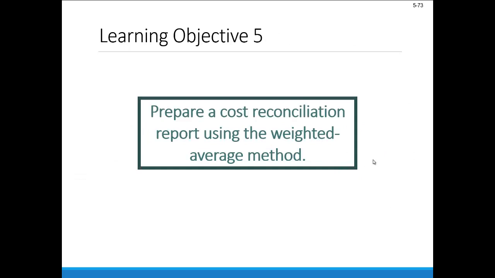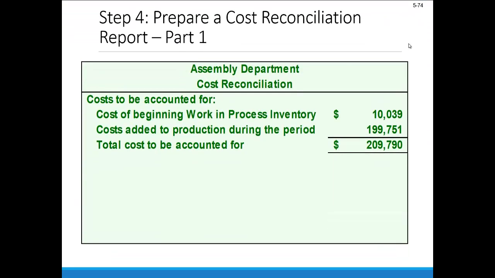And our last objective is to prepare a cost reconciliation report using the same weighted average method. So the cost reconciliation report, its primary purpose is to say, what are all the dollars that we're moving around within this production process in the current period, and where'd they all go? So the top half of that reconciliation is always the costs to be accounted for. And what we're trying to answer here is what were all the costs or dollars that were part of this production process at any point during the period.